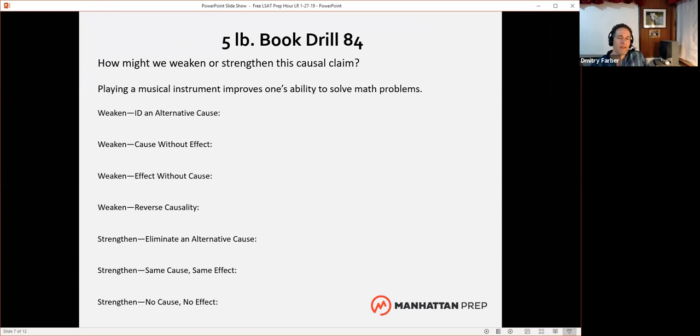So imagine I have a statement like this: playing a musical instrument improves one's ability to solve math problems. Now on the real test, of course, there's always going to be a premise and a conclusion. So either they'll give you a premise that says these are correlated, like, hey, people who score well on math tests often also play a musical instrument. So playing the instrument must make you better at math.